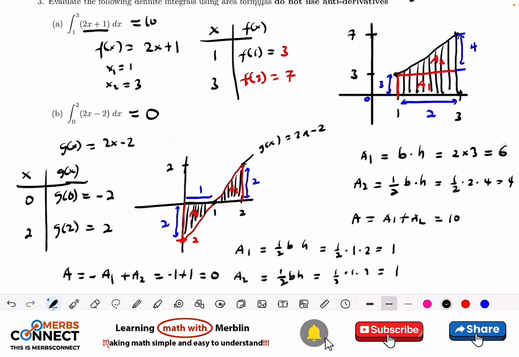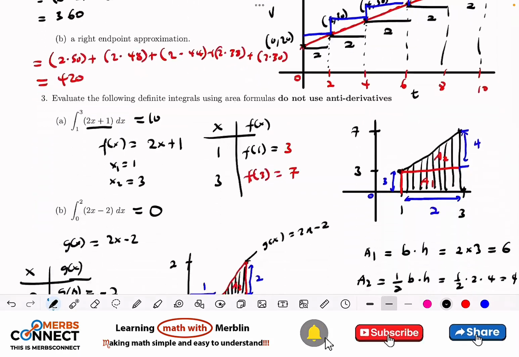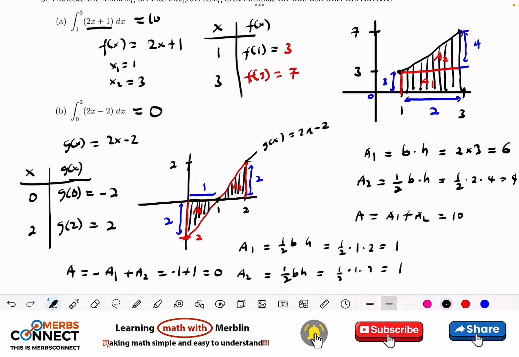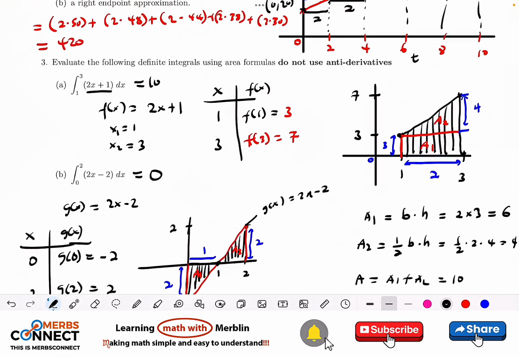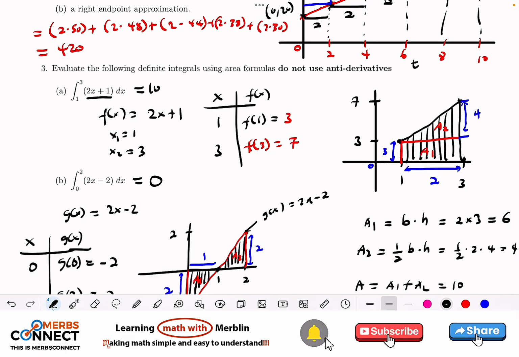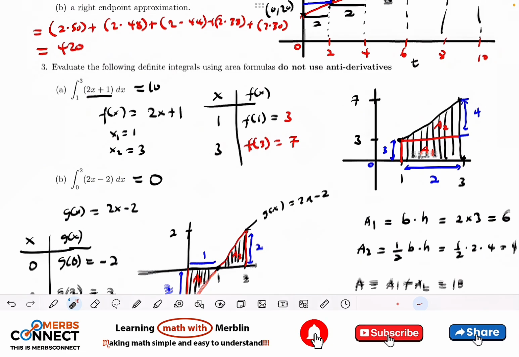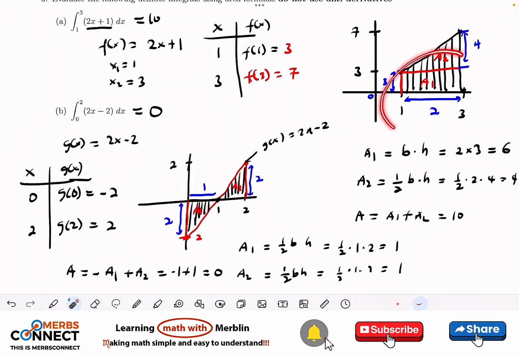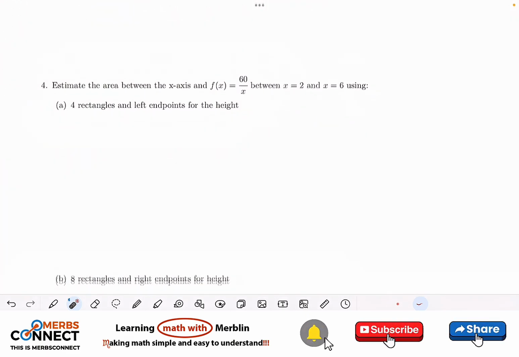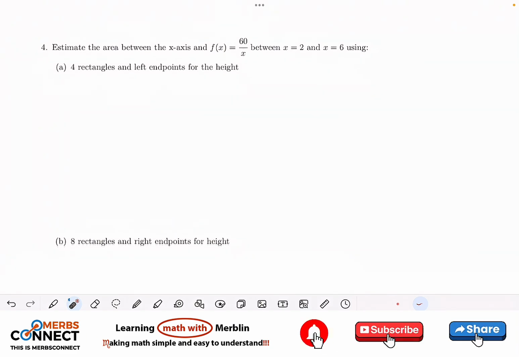Oh, my worksheet is so nice with colors and stuff. Wow. Yeah, so this is going to give us 0. So you can just do the integration straight away to confirm your results anytime you use something like this. When you finish, try and integrate to see if you are going to get the same results using the areas, right? So now let's look at question 4.